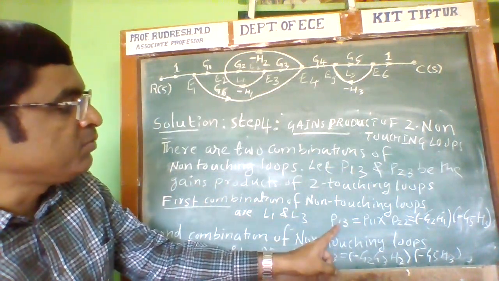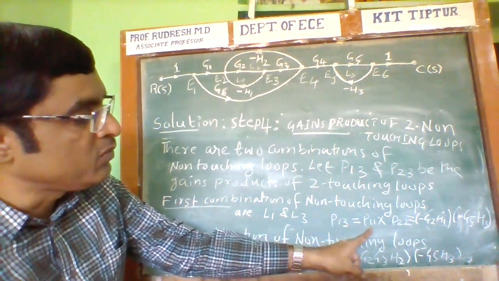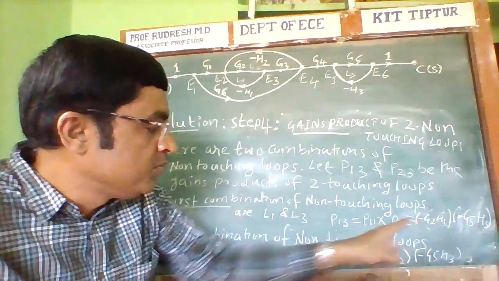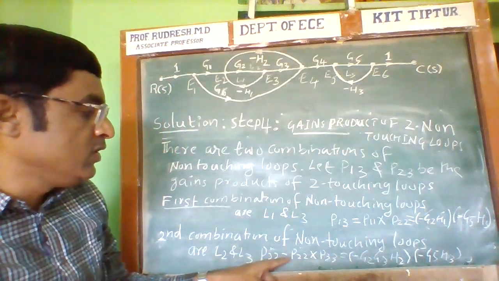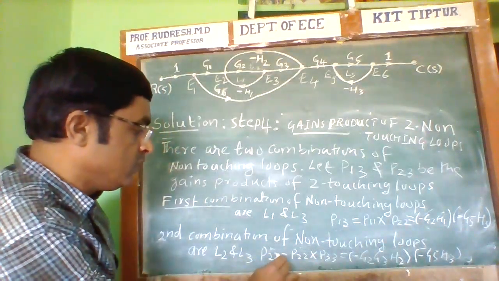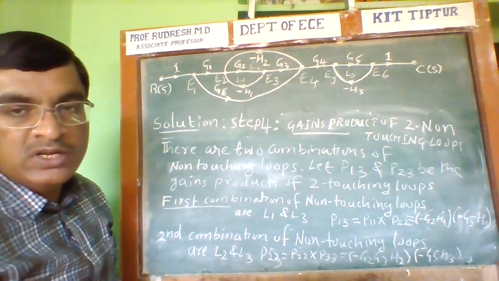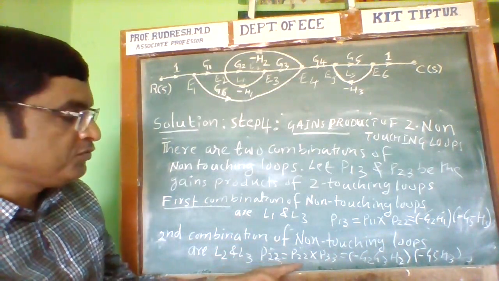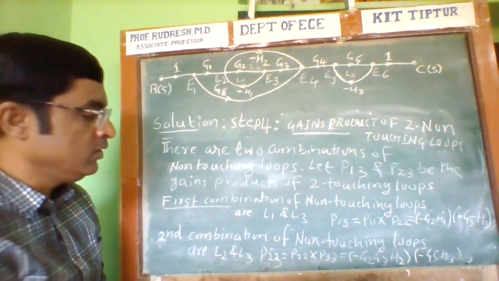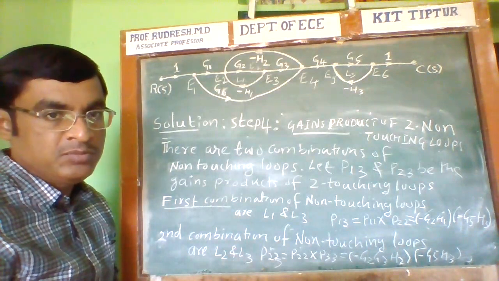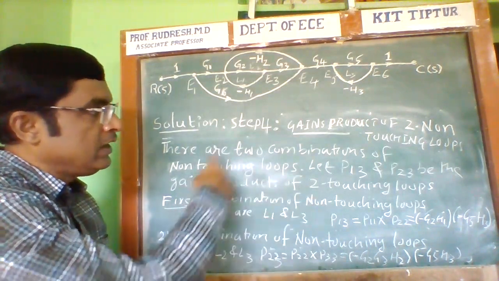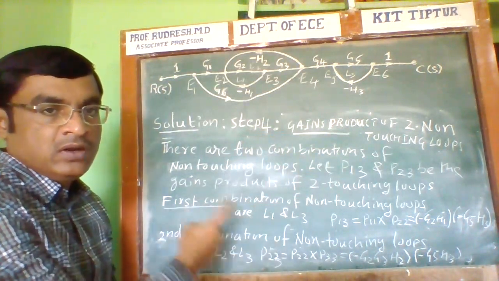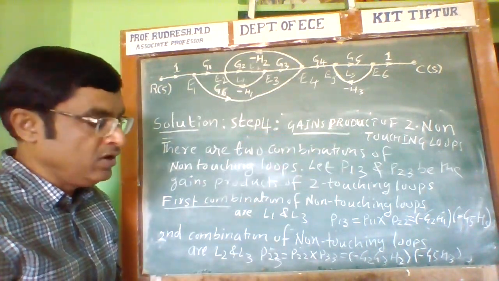P13 is a product of P11 and P33. Similarly, P23 is equal to P22 into P33. It's the gains product of the second and third loops. Therefore, this is the gain product of the two non-touching combinations. After calculating the gains product, we have to substitute this in delta, the determinant of the graph.